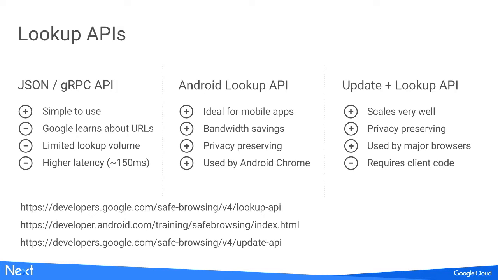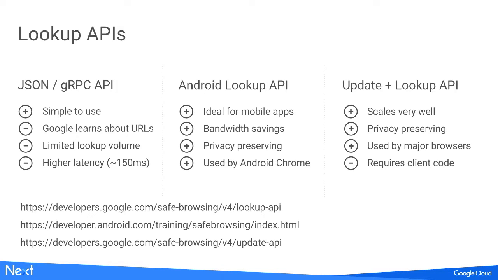One downside is we learn about the URLs. You may not want to share those URLs with us. Limited lookup volume. You can't do that many lookups because it's kind of rate limited. And there's also a little bit higher latency, around about 150 milliseconds on average. That would play into user experience too. If you had to check every URL, you would add 150 milliseconds latency by querying the Safe Browsing API. There's also the Android Lookup API as well.